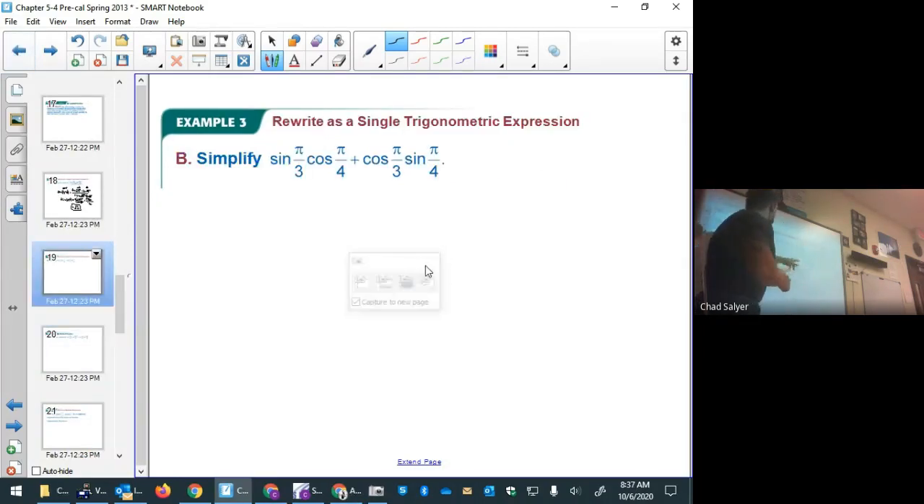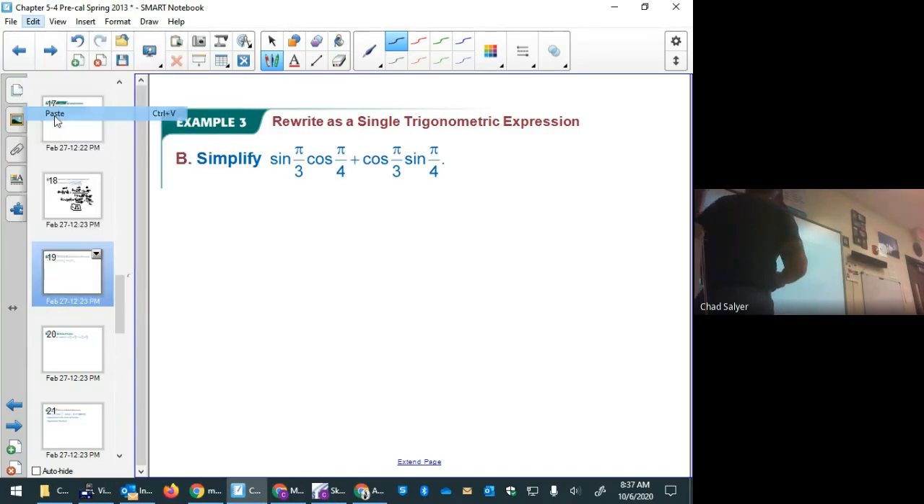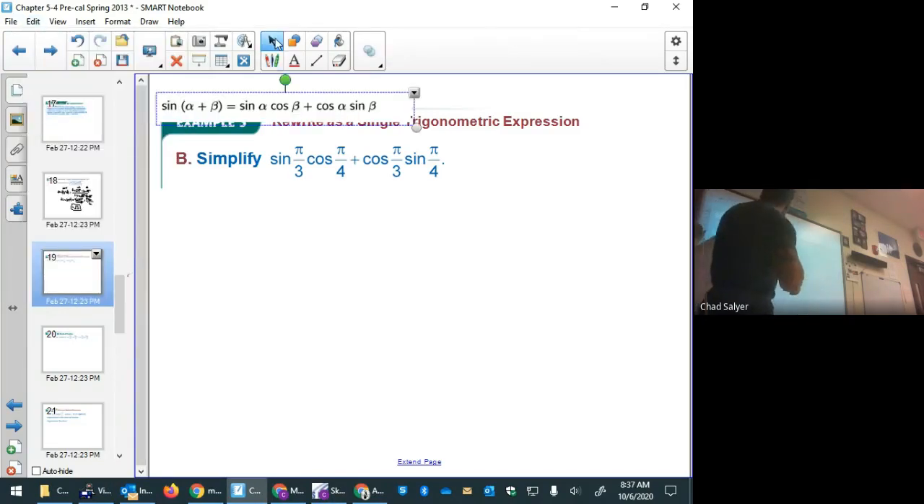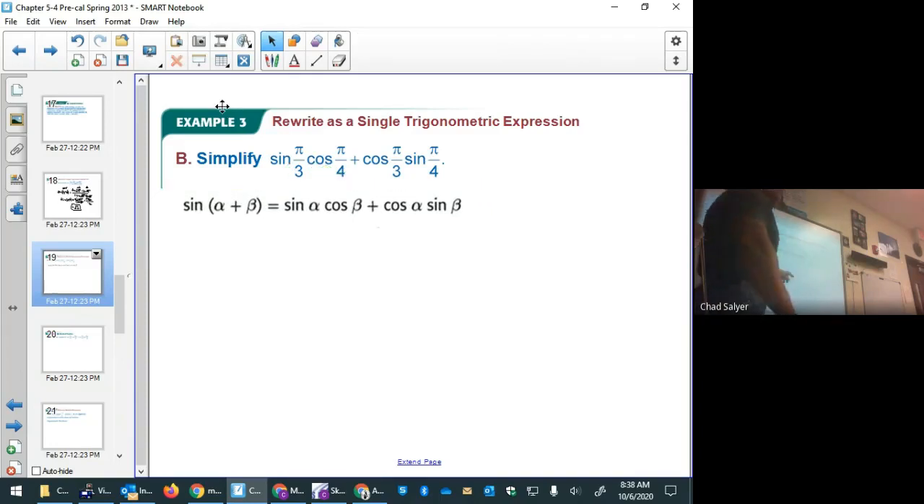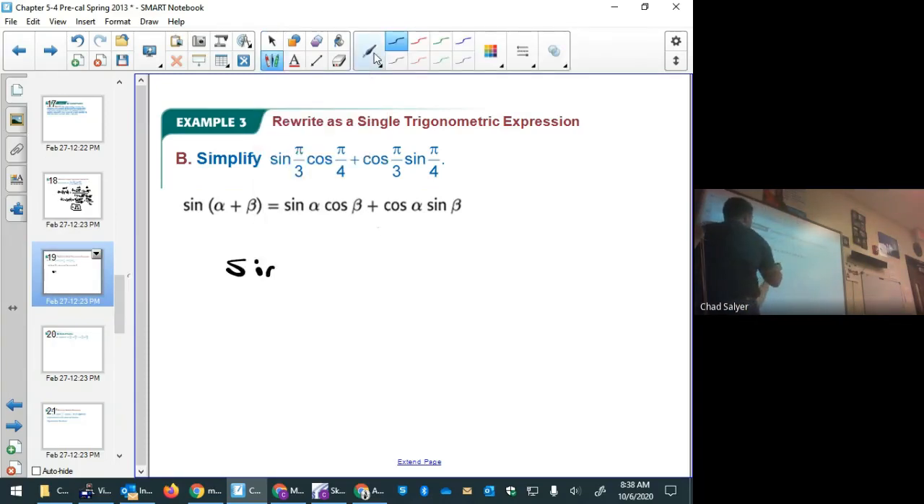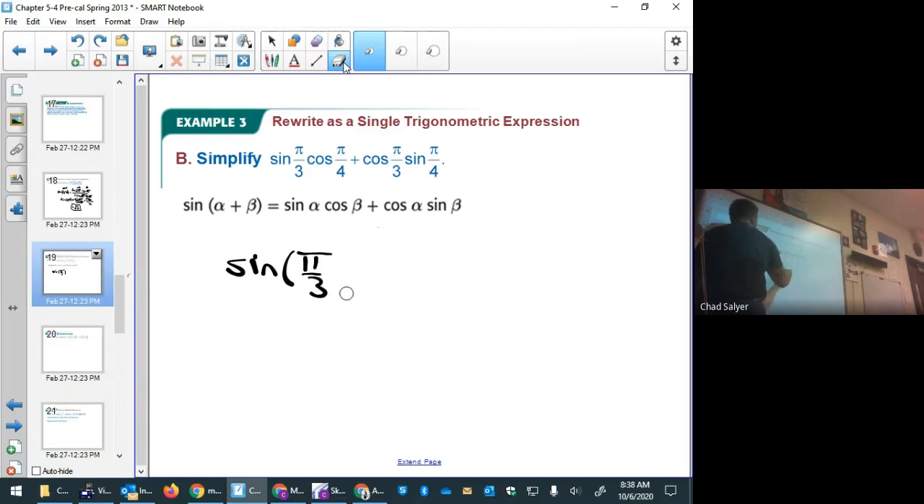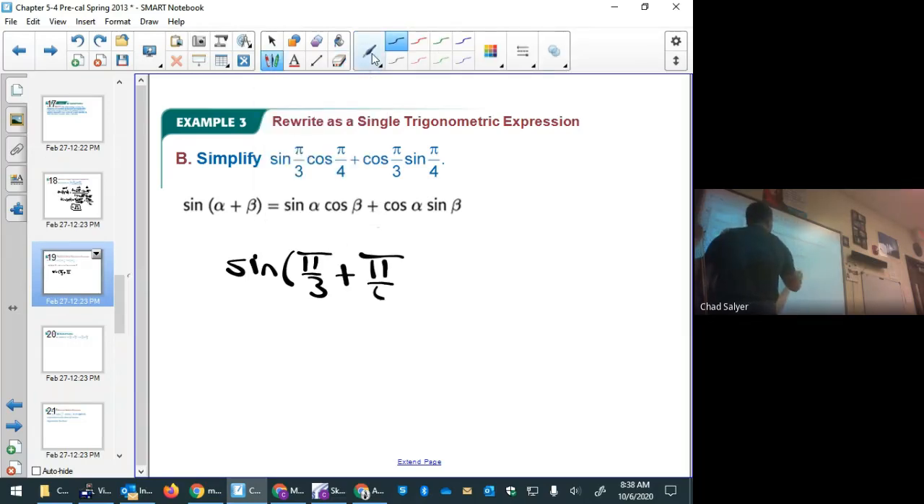Wrong one. There we go. So you see how that matches? If I let alpha be pi over 3 and beta be pi over 4. So I can rewrite this as the sine of pi over 3 plus pi over 4.